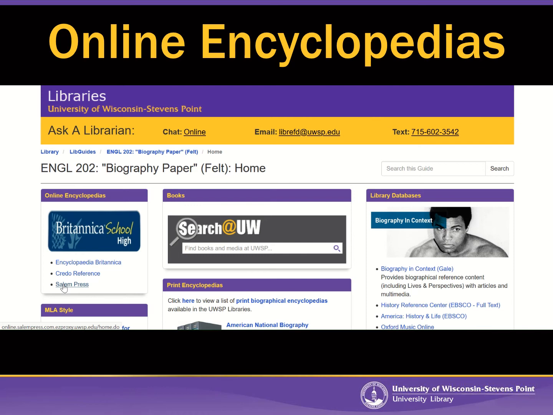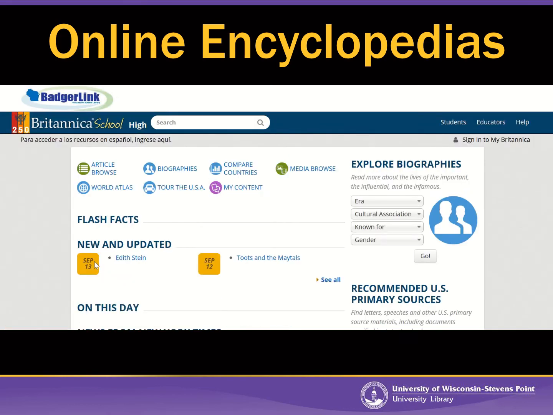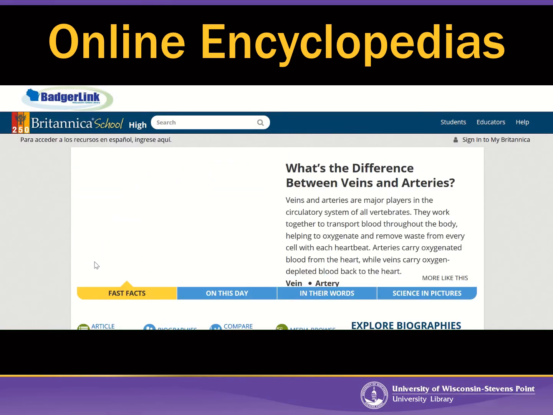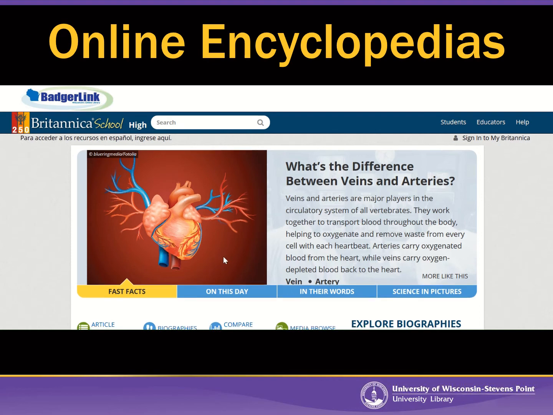The easiest place to find an online encyclopedia article is Encyclopedia Britannica. So I'm going to click on that link now. If you are off campus, you will need to log in with your UWSP password to access Encyclopedia Britannica or any of our online encyclopedias. So this is Encyclopedia Britannica. It's a well-respected general knowledge A to Z encyclopedia.